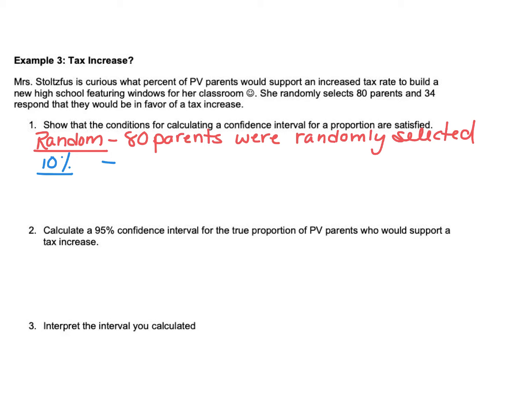Next, we have the 10% condition, which says our sample must be less than 10% of our population. So maybe this is doing a little bit of an assumption, but I would say 80 parents is less than 10% of all Pequea parents. Right? There's probably 800 parents in the entire district.